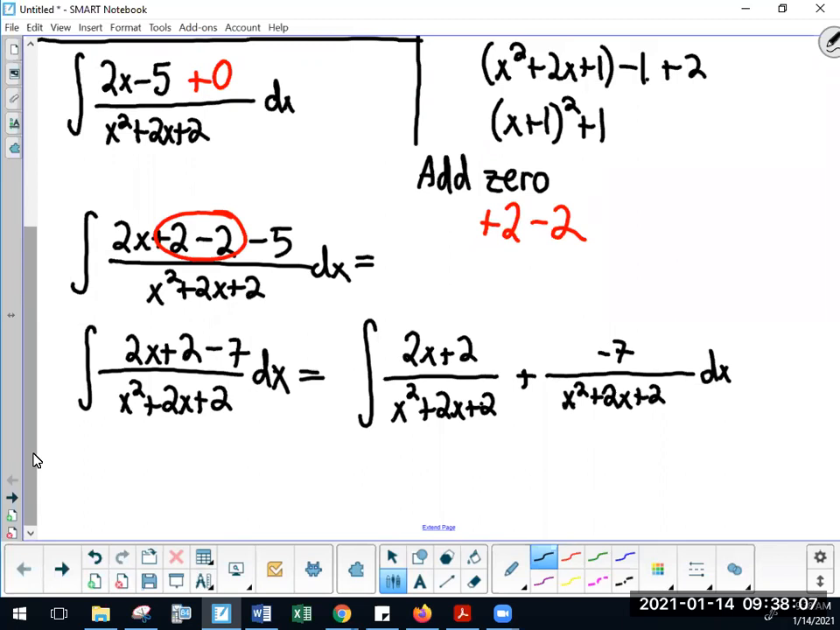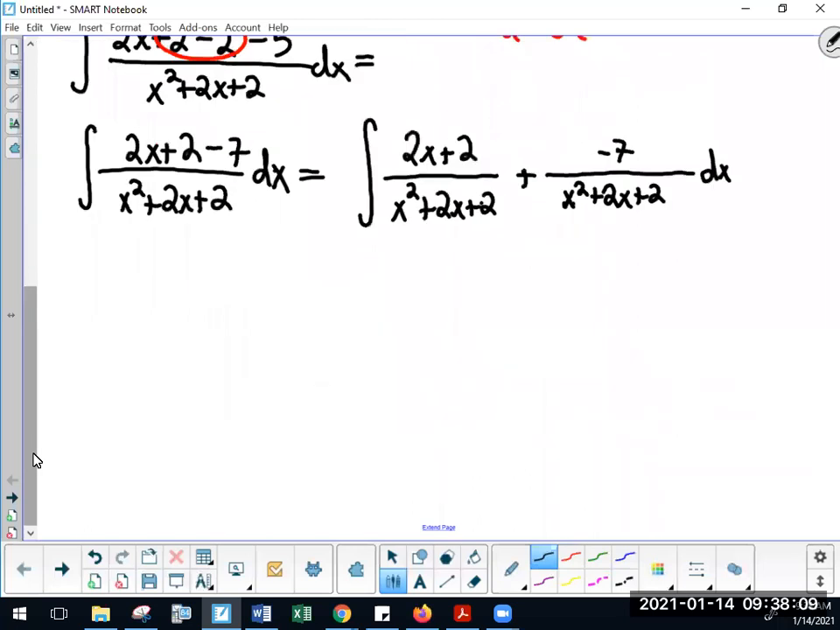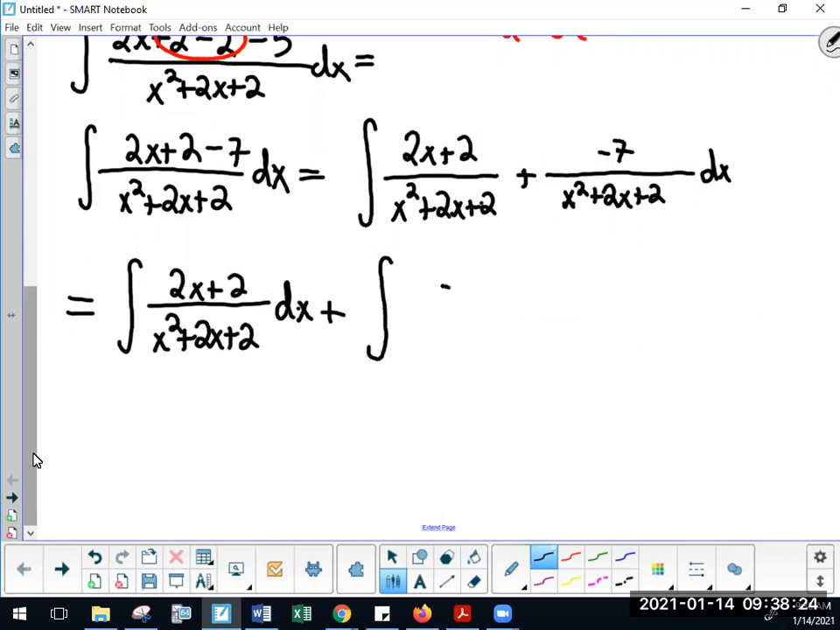And we're doing the reverse of that for a very particular reason, which is I could now say I have the indefinite integral, 2x plus 2 in the numerator, x squared plus 2x plus 2 in the denominator, dx, added to negative 7 in the numerator, x squared plus 2x plus 2 in the denominator. Okay?